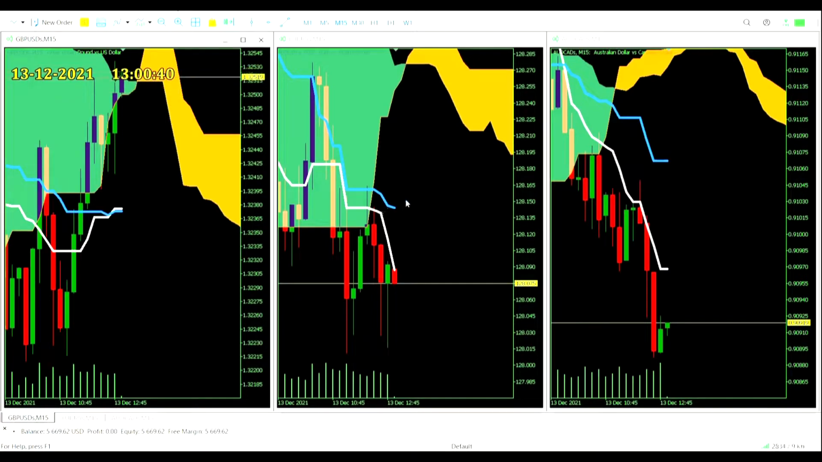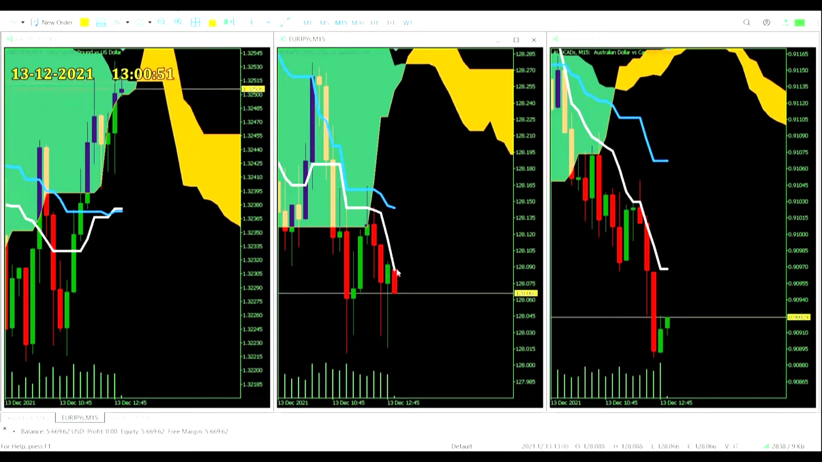Nothing much closer on the other two pairs. Euro yen, the yuppie in the middle. Price whipsawing up and down. Looks like it wants to keep on going down as the Tenkan-sen chases it.